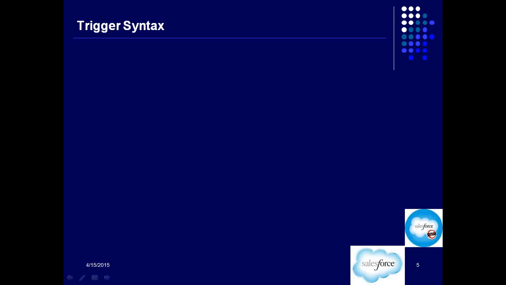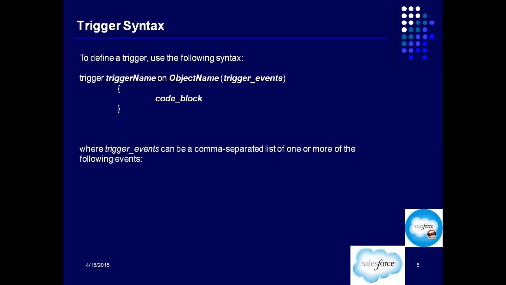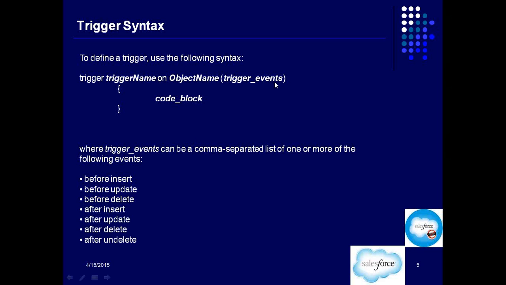You write it like this: trigger name on object name, and within brackets you write the trigger events. Now let's understand the trigger event part. Which events are allowed? The trigger events can be a comma separated list of one or more of the following events: before insert, before update, before delete, after insert, after update, after delete, and after undelete. So these are the 7 trigger events. You can call one or multiple of them on the trigger.